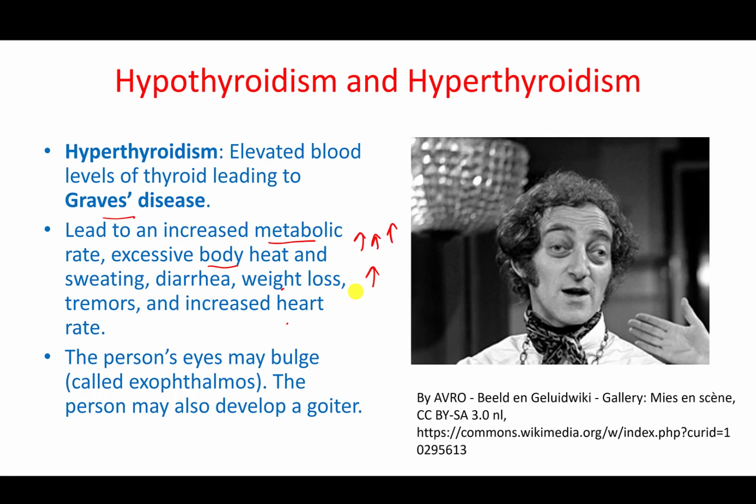One mark of this Graves' disease is the bulge of the eyeball. Okay, this is a unique mark of this disease, and sometimes these people will develop also a goiter.